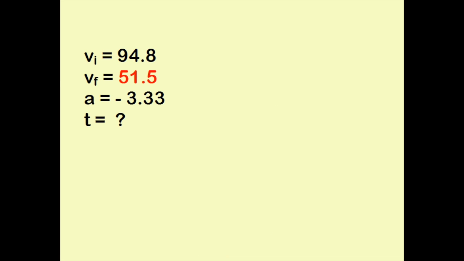So the final velocity is 51.5. Write that on your paper. Look at the 4 variables you have and pick the equation that has those 4. I hope you picked the A equation. Write the equation, plug in all the numbers.